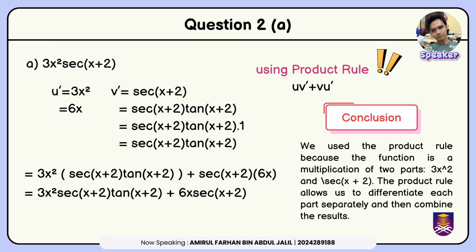So the conclusion is we use the product rule because it's a multiplication of two parts, which are 3x^2 and sec(x+2).